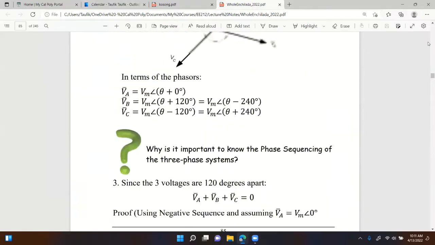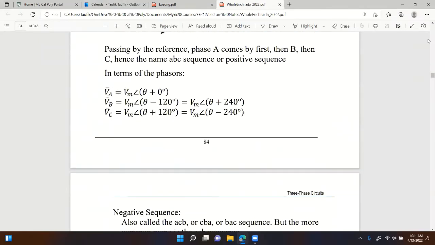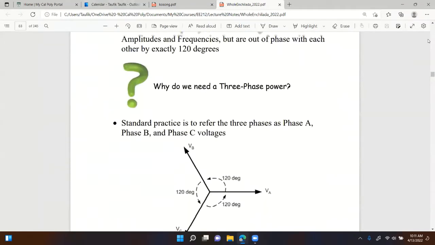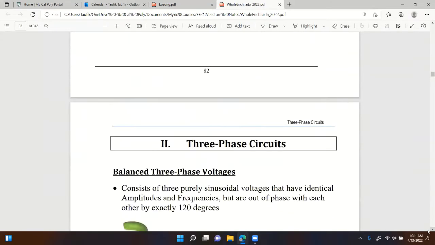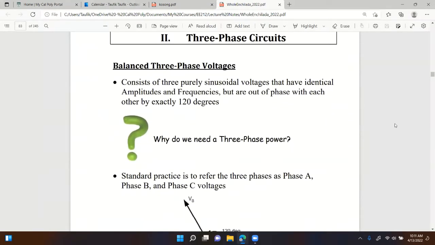On Monday, we started chapter 2, and we looked at the definition and properties of balanced three-phase voltages, also currents as well as impedances.